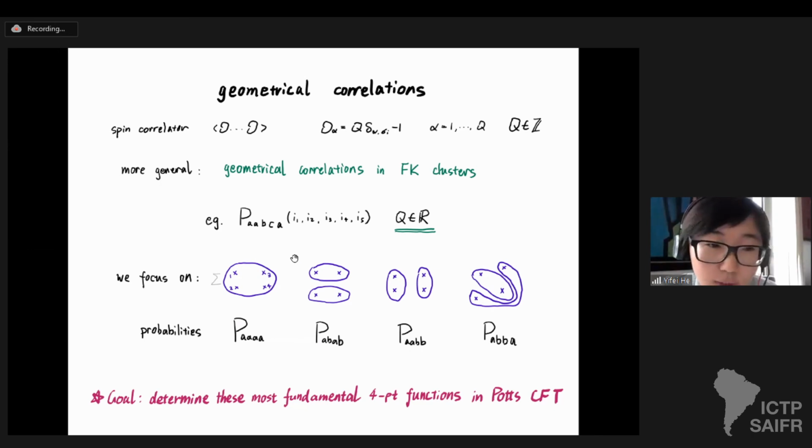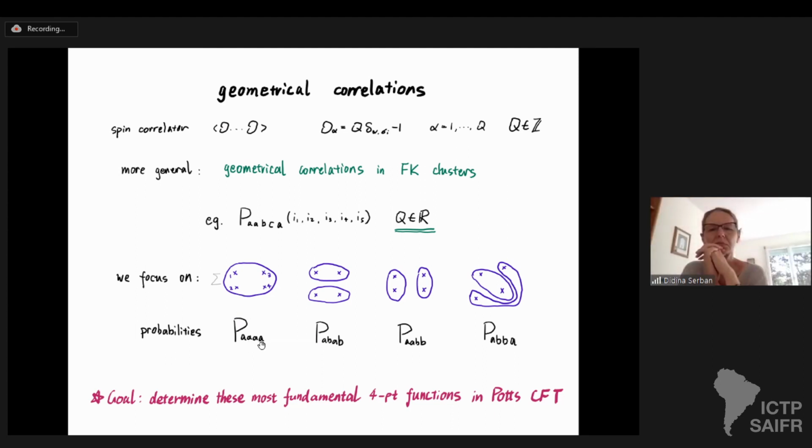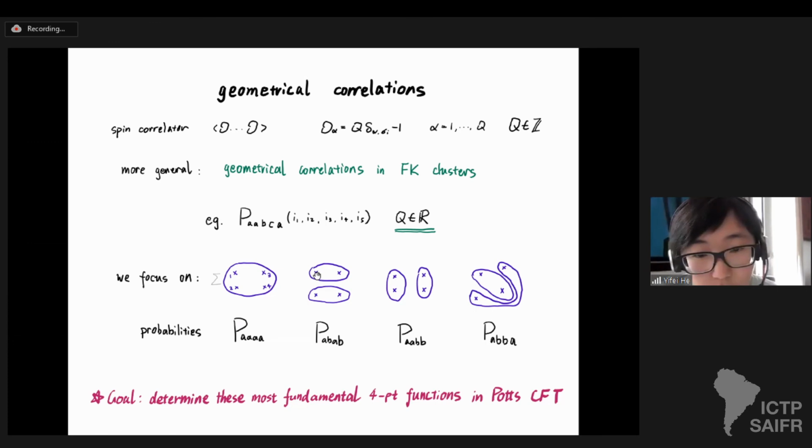And we're going to focus on the 4-point geometrical functions, which include these 4 kinds. The first one is when all 4 points belong to one big cluster, which we call P_AAAA. The second one is for points 1 and 3 belonging to one cluster, and 2 and 4 belonging to a different cluster, which we're going to call P_ABAB. And then the rest is similar. And the goal is to determine these most fundamental 4-point functions in the Potts CFT.